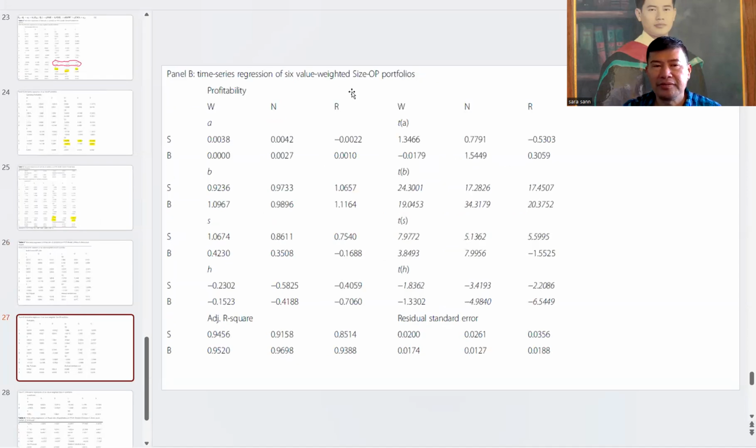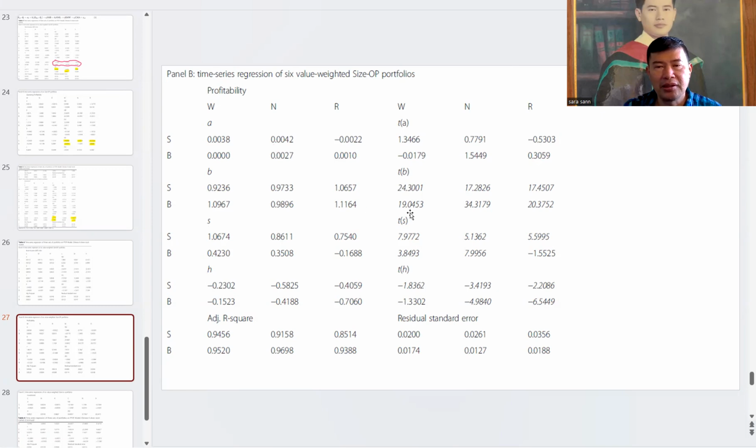What about the panel B? The panel B studies the relation between the 3-factor, only 3-factor, okay? Only 3-factor, market factor B, size factor S, and the book to market ratio H toward the return on equity. Now let's take a look at the A. We take a look at the right side, nothing significant, so skip the A.